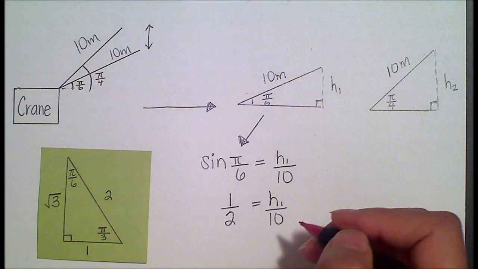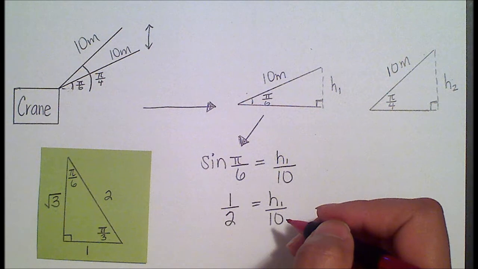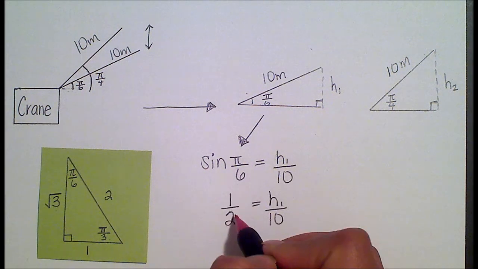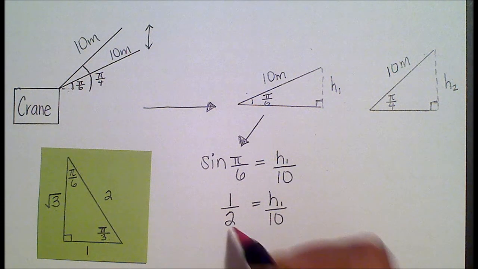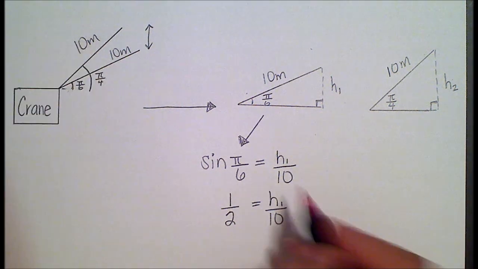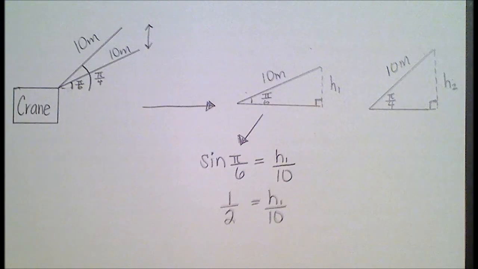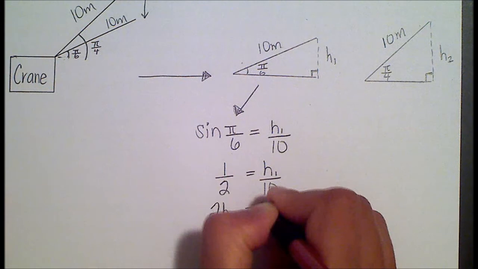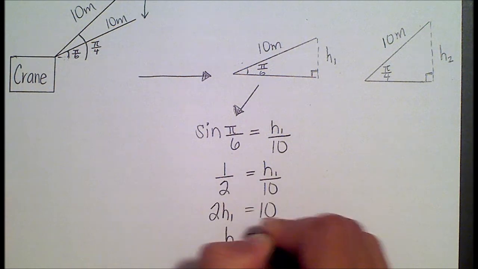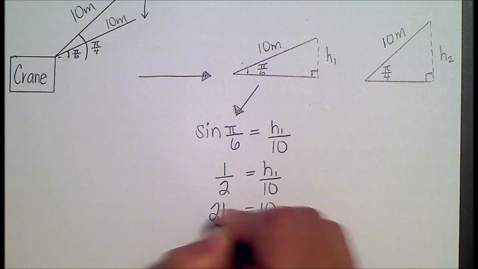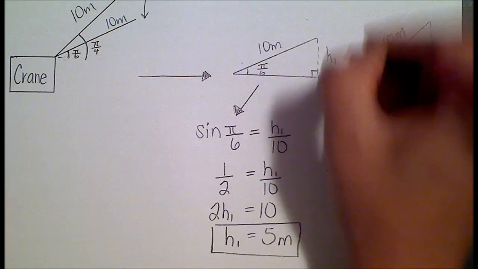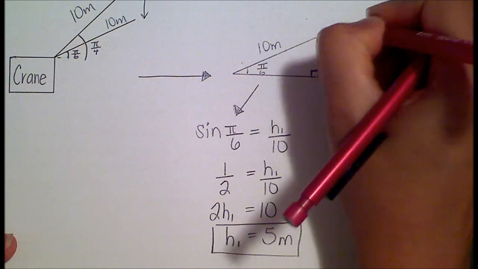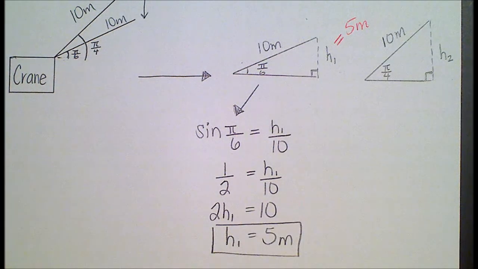So now this is just a proportion that I need to solve for the height. Okay? So this part here I know the exact value of using the special triangles, and I get 1/2. And then from here, just a matter of solving for H, so I'll cross multiply and I'll solve for H. And so I get 2 times H1 equals 10, which means H1 is equal to 5 meters. So now what we have is the length of this side here, and that is 5 meters. Okay, so one vertical distance is solved for.